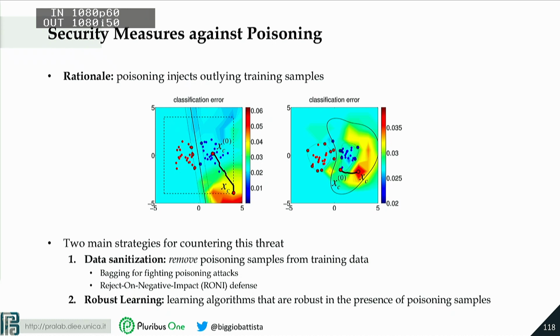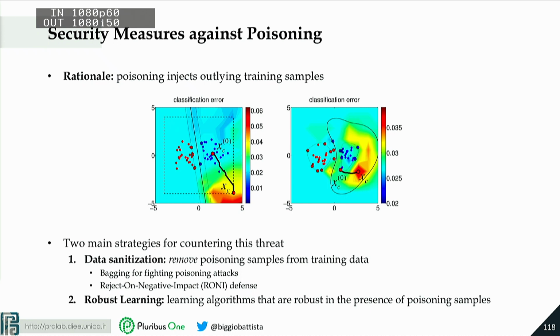And therefore, there are two main approaches, again, that you can use to counter this attack. One is data sanitization, which essentially amounts to identifying the outliers in your training set and removing them. And the other one is based on the idea of robust learning, which means I have algorithms that are designed knowing that there is some fraction of outliers in the training set. And they are designed to be robust against their presence natively.